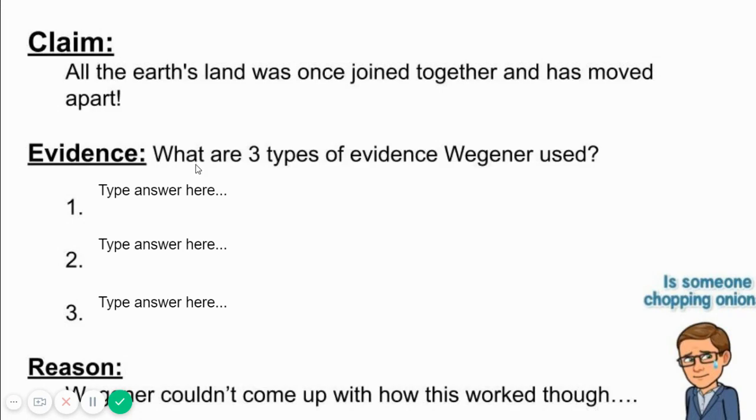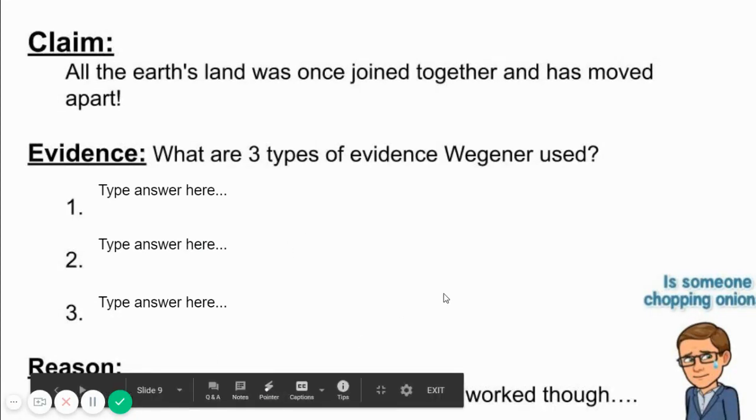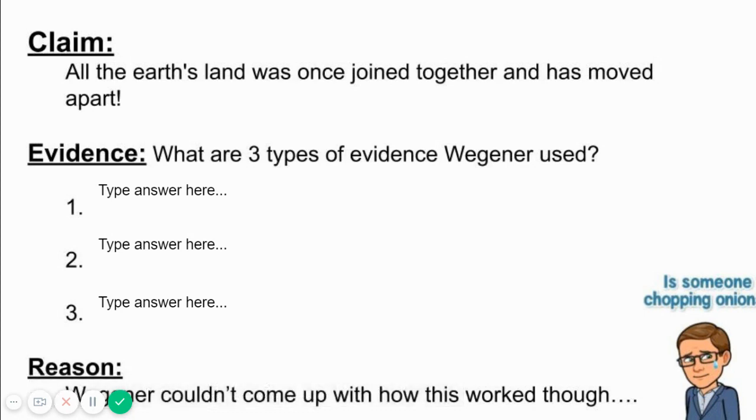Below, I would like you to put in, what are the 3 types of evidence that Wagner used to support this claim? Now, his reason for it, he doesn't have yet. He didn't really know the reason why this happened, but he did have a claim and he did state some evidence. Go ahead and on the next area, fill in the 3 types of evidence Wagner used.